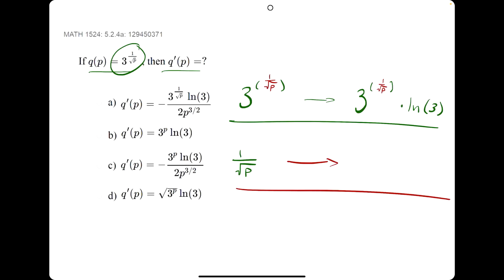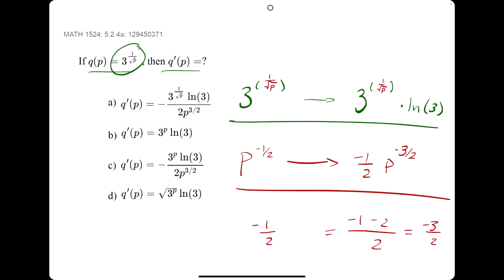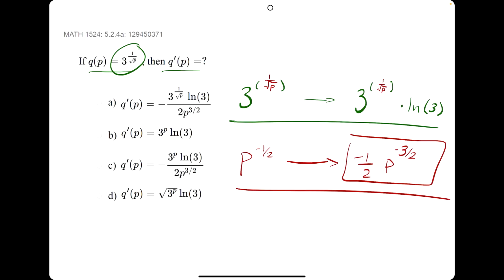Now we take the derivative of 1 over square root of p. In order to do so, we need to rewrite the square root of p as p to the 1/2, but then 1 over p to the 1/2 is the same as p to the -1/2. So now we can take its derivative by bringing out the -1/2, leaving the p, and subtracting the exponent by 1. -1/2 minus 1 gives us -3/2. Remember our trick from last week? If we have a fraction and we're subtracting it by 1, my trick is to take the top number minus the bottom number and leave it over the bottom number. In other words, -3/2. So we have our 2 derivatives, and now we just multiply these together.